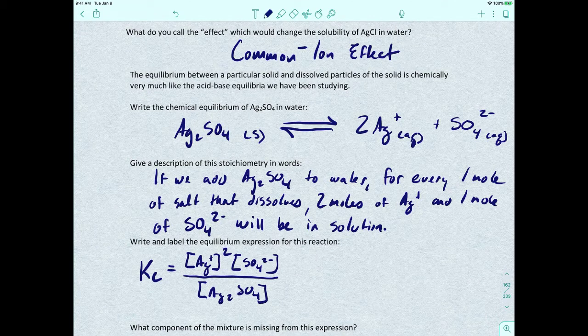Now, because Ag2SO4 is a solid, that means that the concentration is not changing. So we got to take that out, okay? And so we're left with just the numerator. Now, instead of calling this Kc, we're going to call this something else, and we call this Ksp for solubility. Okay, so Ksp, or solubility product, is going to be equal to the concentration of silver ion squared times the concentration of sulfate ion.